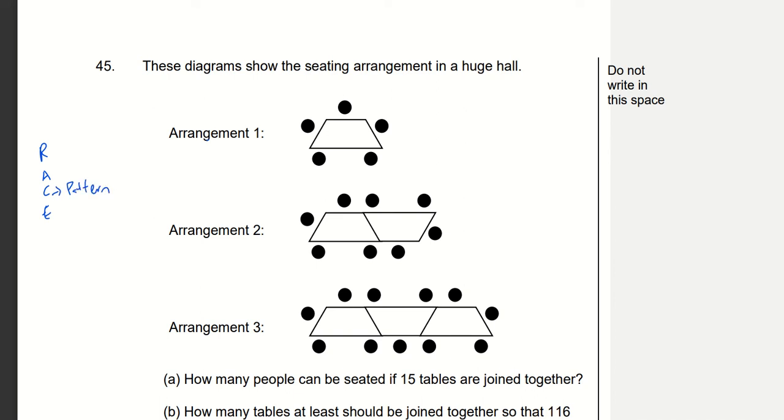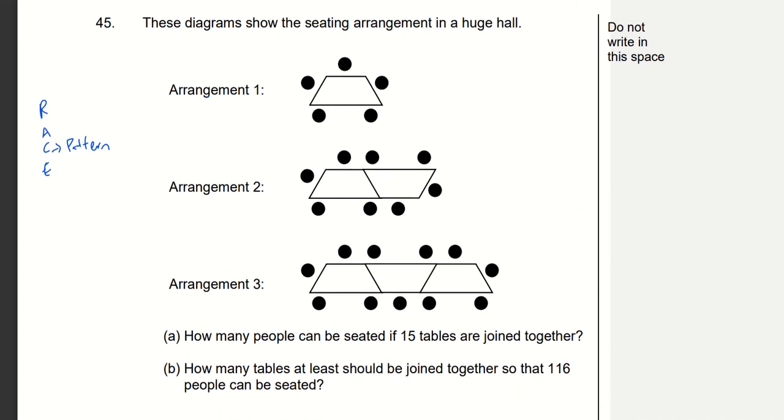Okay, the diagrams below show the sitting arrangement in a huge hall. There's arrangement 1, 2, and 3. Each table here has a number of people you can seat depending on the sides that are facing a possible chair that can be placed. Okay, then you can see a person. Let's take a look at the arrangement.